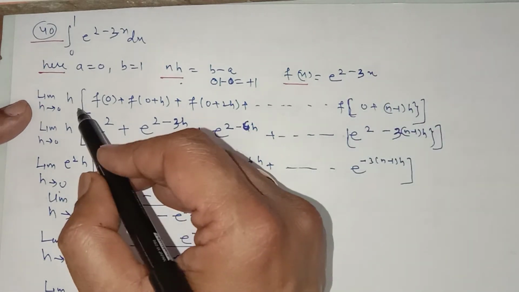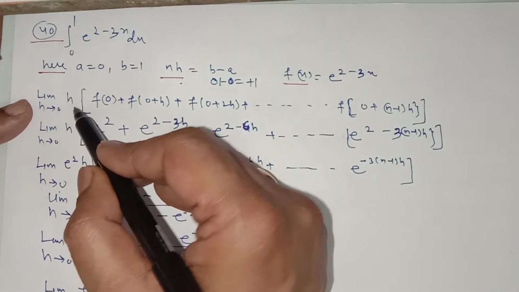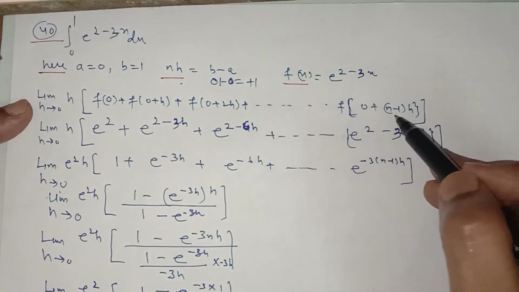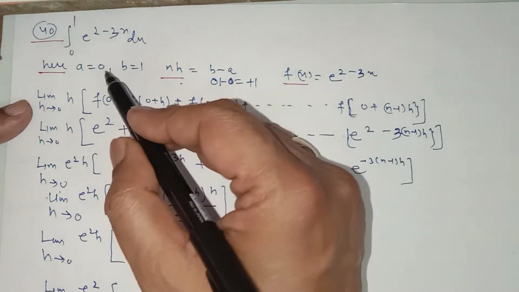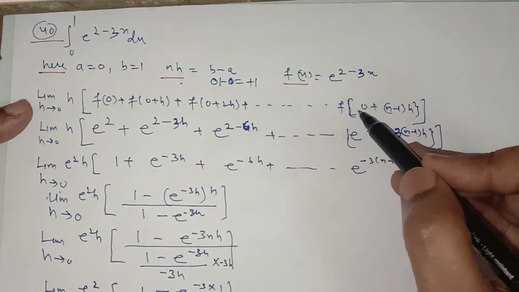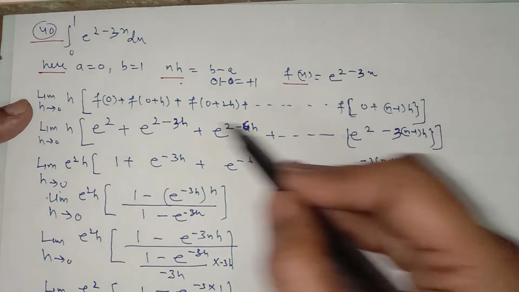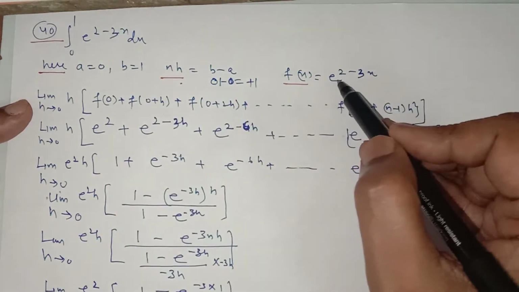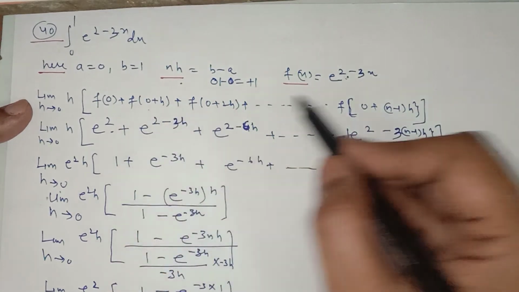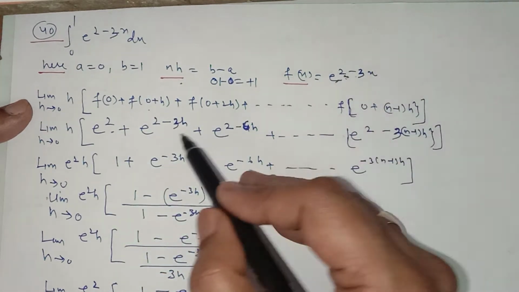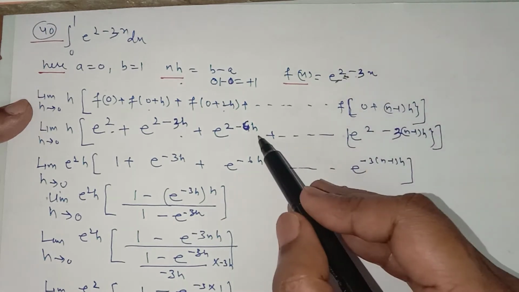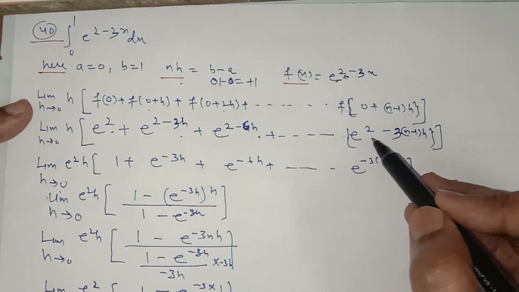So using the formula of limit of sum, limit h goes to 0, h, f(a) plus f(a plus h), f(a plus 2h) up to f(a plus n minus 1 into h). Here a is 0, so f(0) plus f(h), f(2h) up to f(n minus 1 into h). So f(0) you can calculate it here. f(0) will be equal to e to the power 2, f(h) is e to the power 2 minus 3h, then e to the power 2 minus 6h.